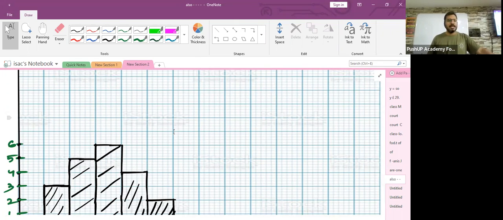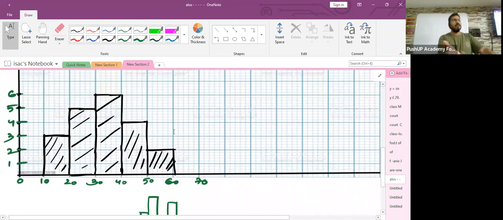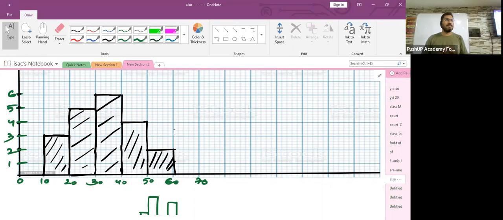Understood, everyone? There was nothing much to explain. Now, children, if you just observe this histogram, don't you feel it is looking like New York City? All the skyscrapers are attached to each other, having common walls, isn't it? So this is the informal expression of a histogram.